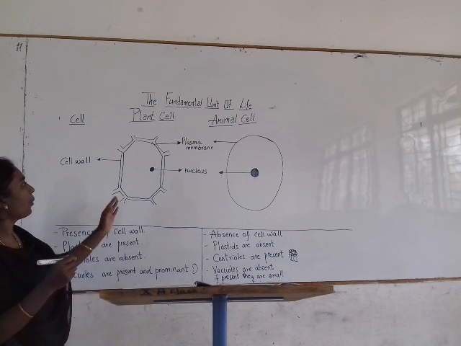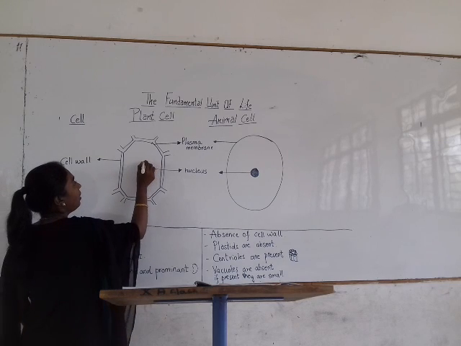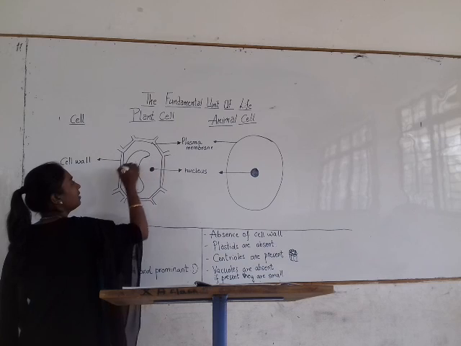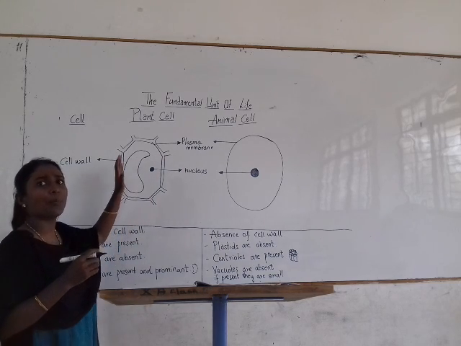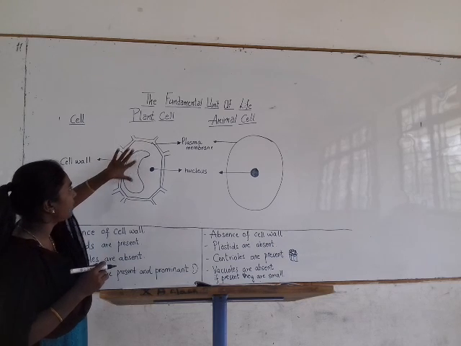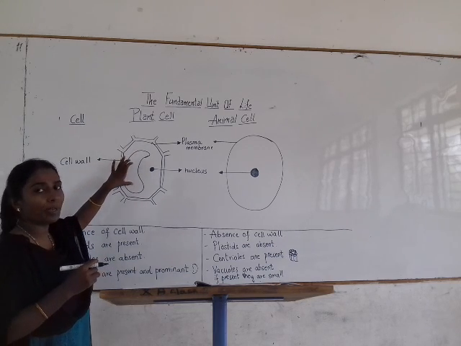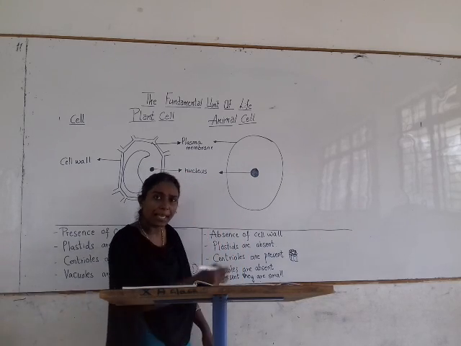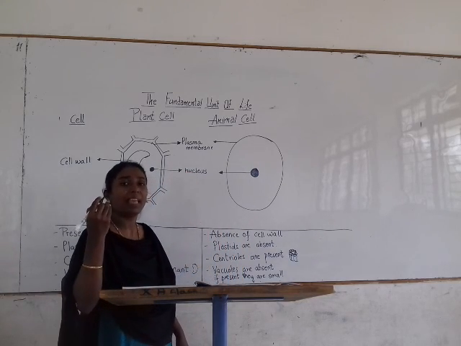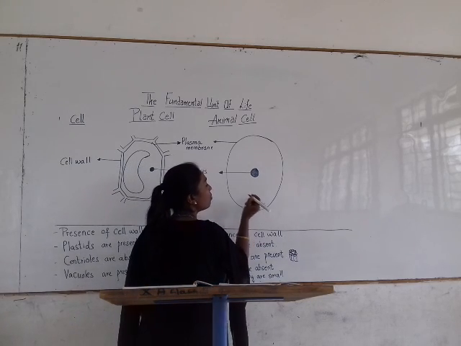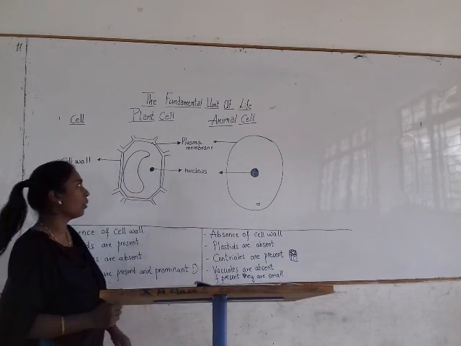The next important point in a plant cell is a large vacuole. This is called a vacuole, a large and prominent vacuole. Here the nucleus is not prominent, but this vacuole is prominent, meaning clearly visible. In animal cells the vacuoles are very small.